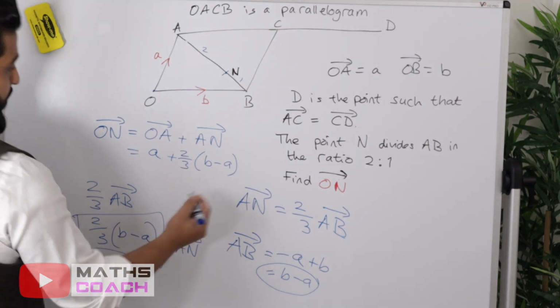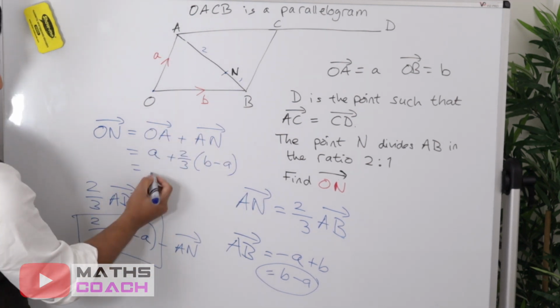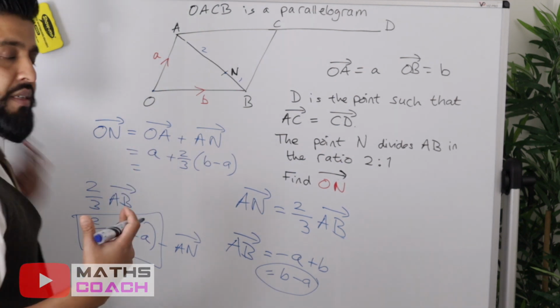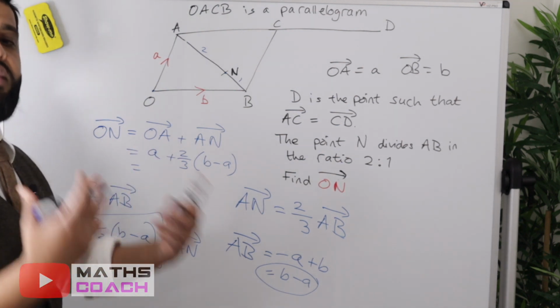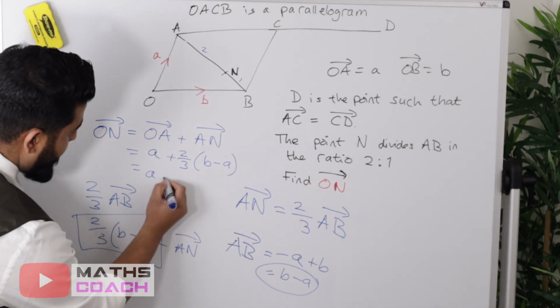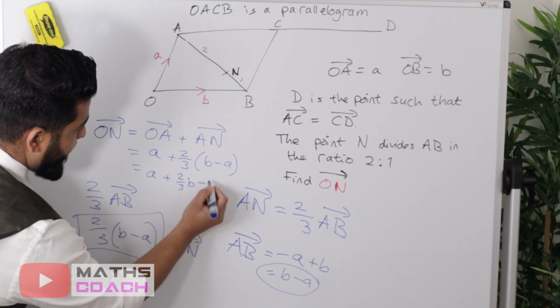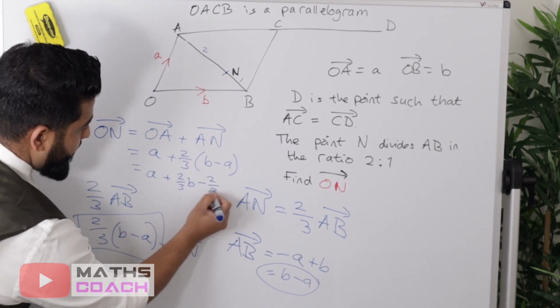We can now leave this as it is, or we can expand it out. Sometimes a question may say to you, leave it in its simplest form, so you will have to do this. So A plus 2/3 times by B minus 2/3 times by A.